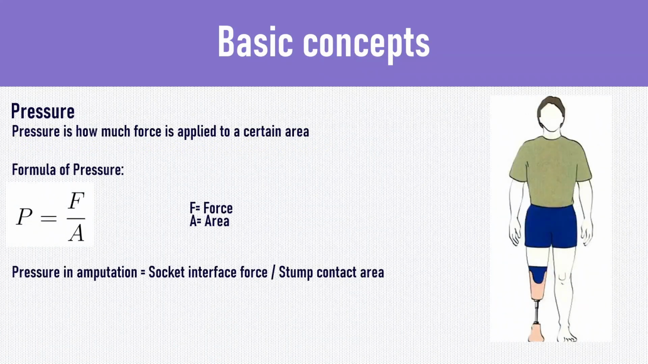Now pressure. Pressure is how much force is applied to a certain area. The formula of pressure is force divided by area. Pressure in amputation is equal to socket interface force divided by stump contact area.